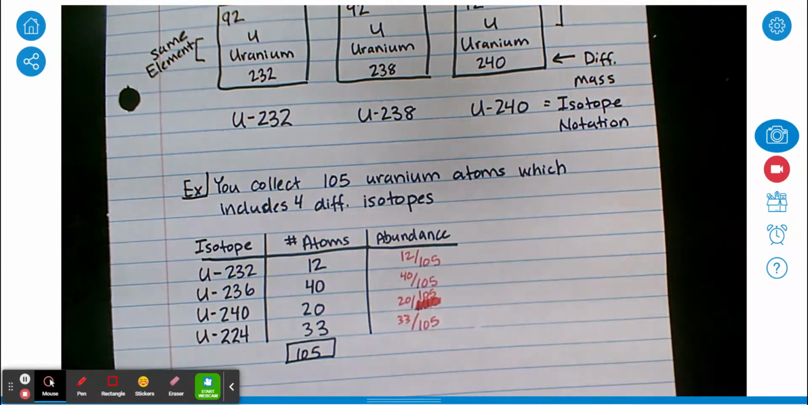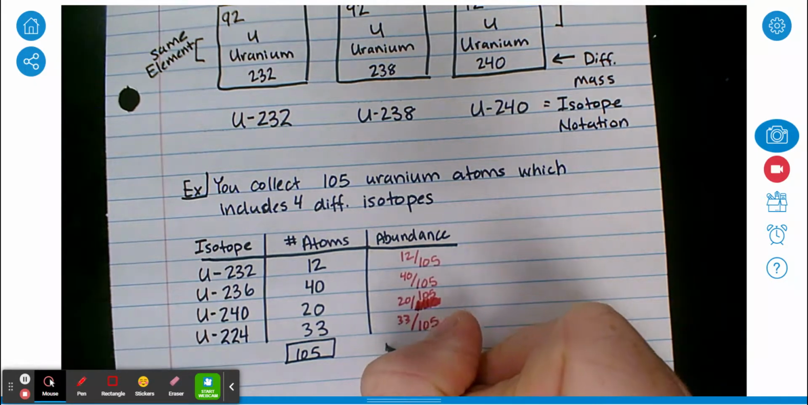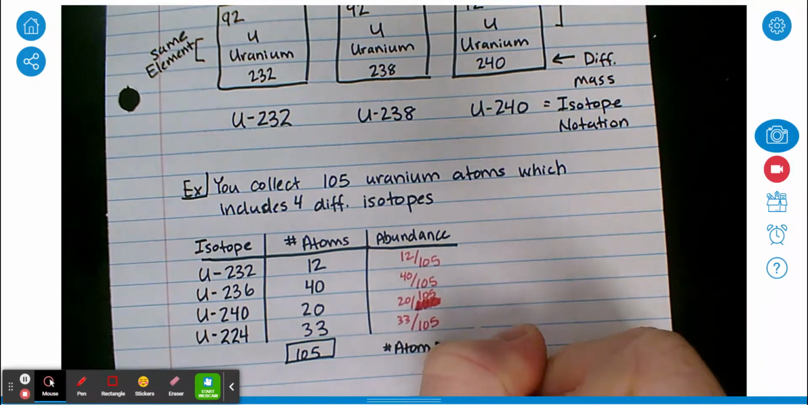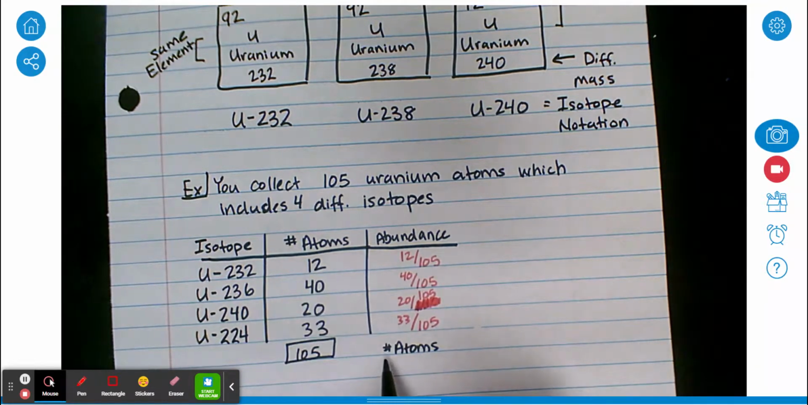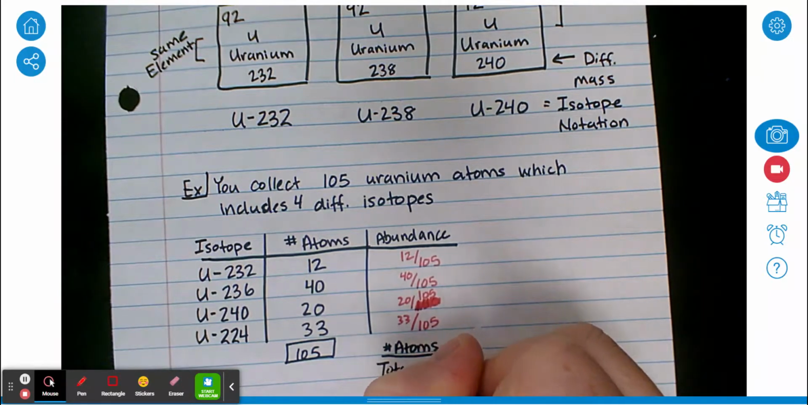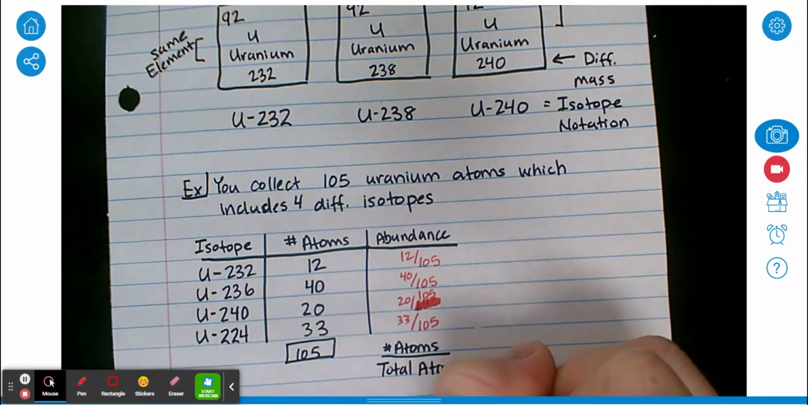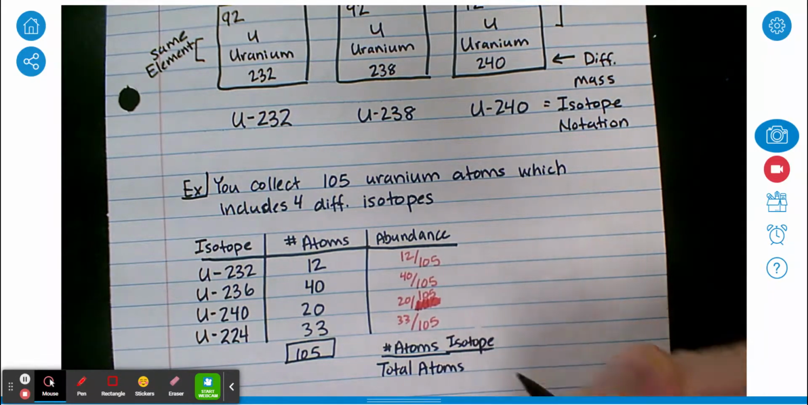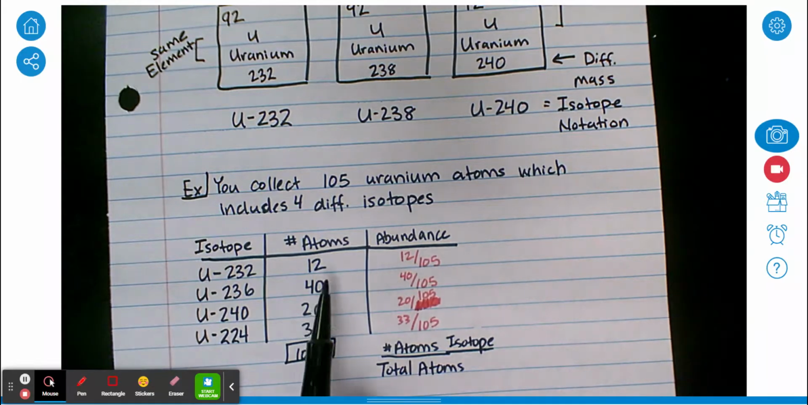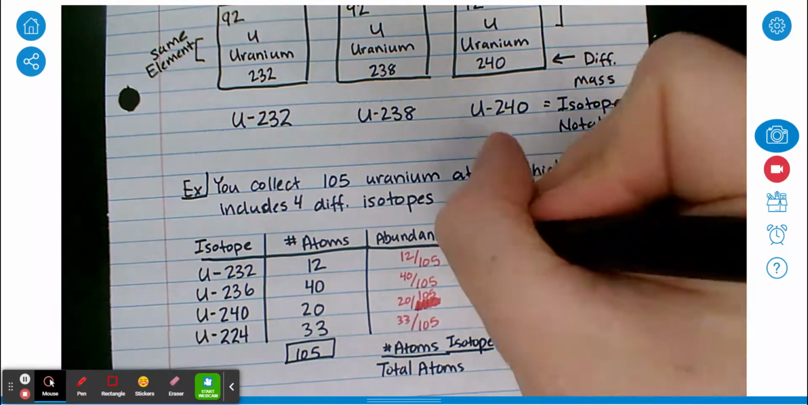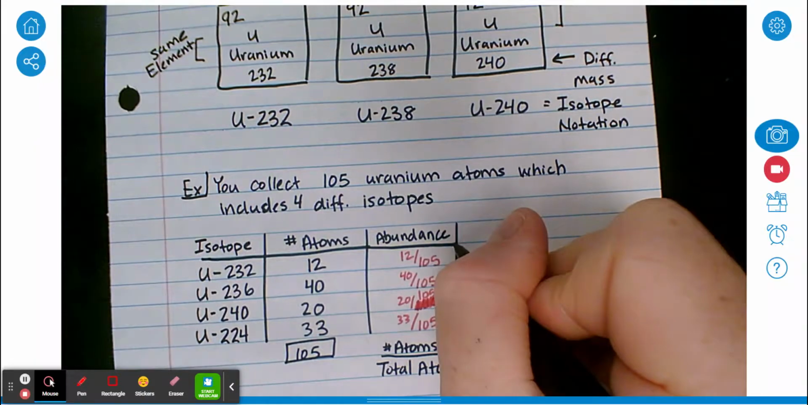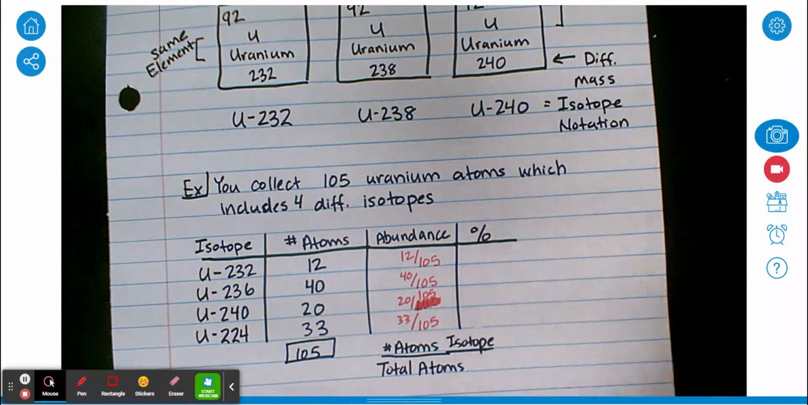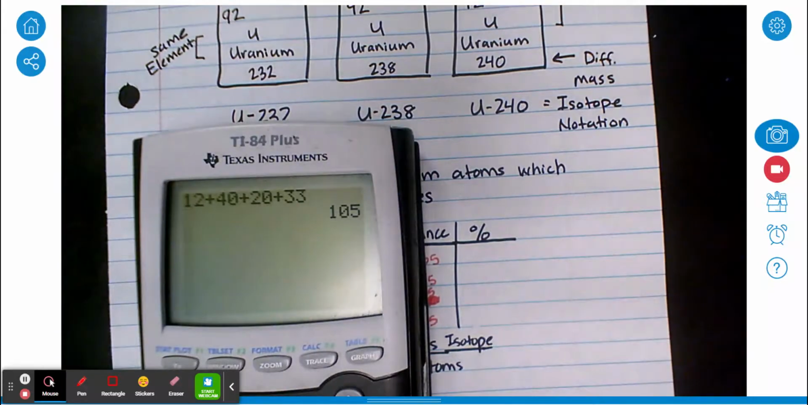Your abundance is always going to be calculated as your total number of atoms for each isotope, so 12, divided by your total atoms. So it's your atoms of each isotope divided by your total atoms. So it's 12 divided by 105, 40 divided by 105, 20 divided by 105, and 33 divided by 105. You're going to figure that out as a percent. So just actually go through and divide them.